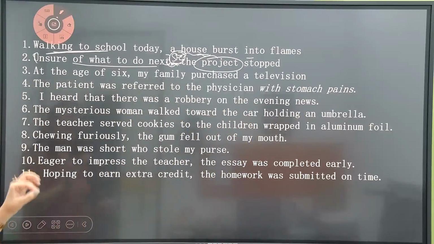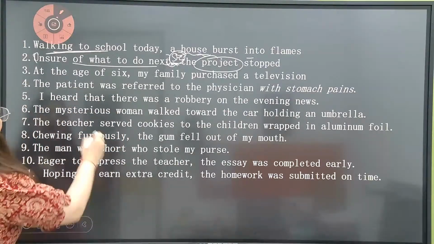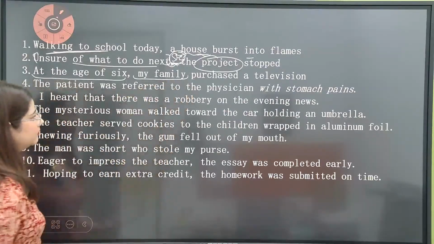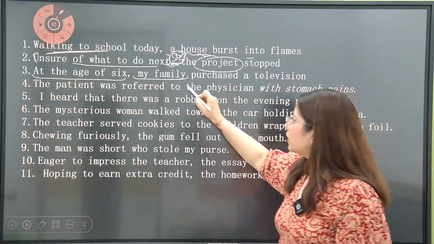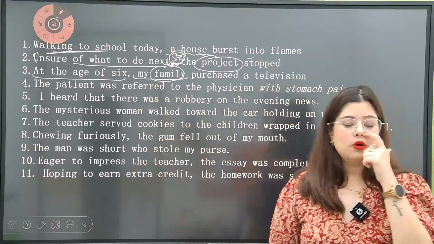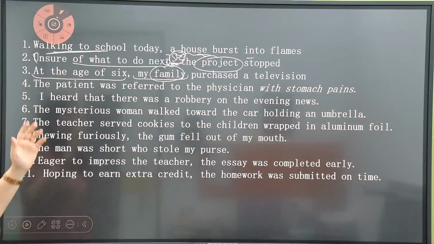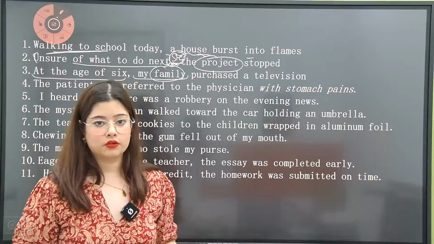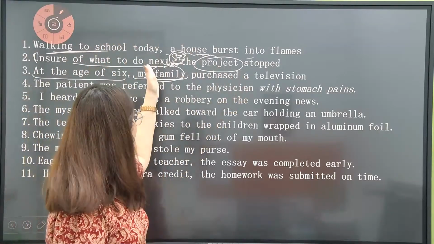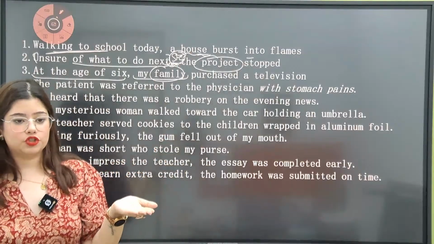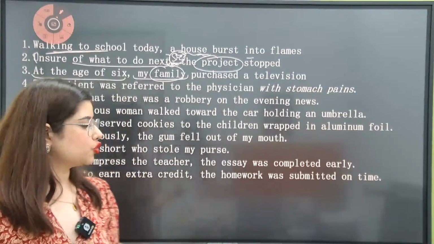Next, at the age of 6, my family purchased a television. At the age of 6, my family immediately comes after at the age of 6. Was the family 6 years old? Obviously not. Some person would be 6 years old when his or her family purchased a television. So I could say, when I was 6 years old, my family purchased a television.